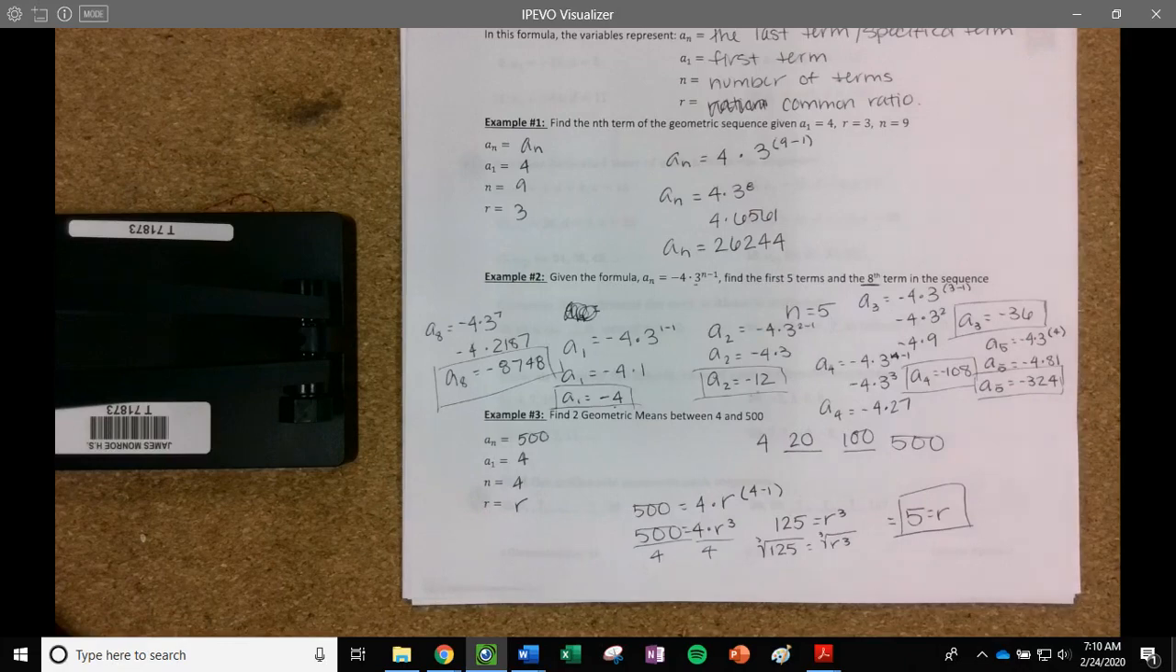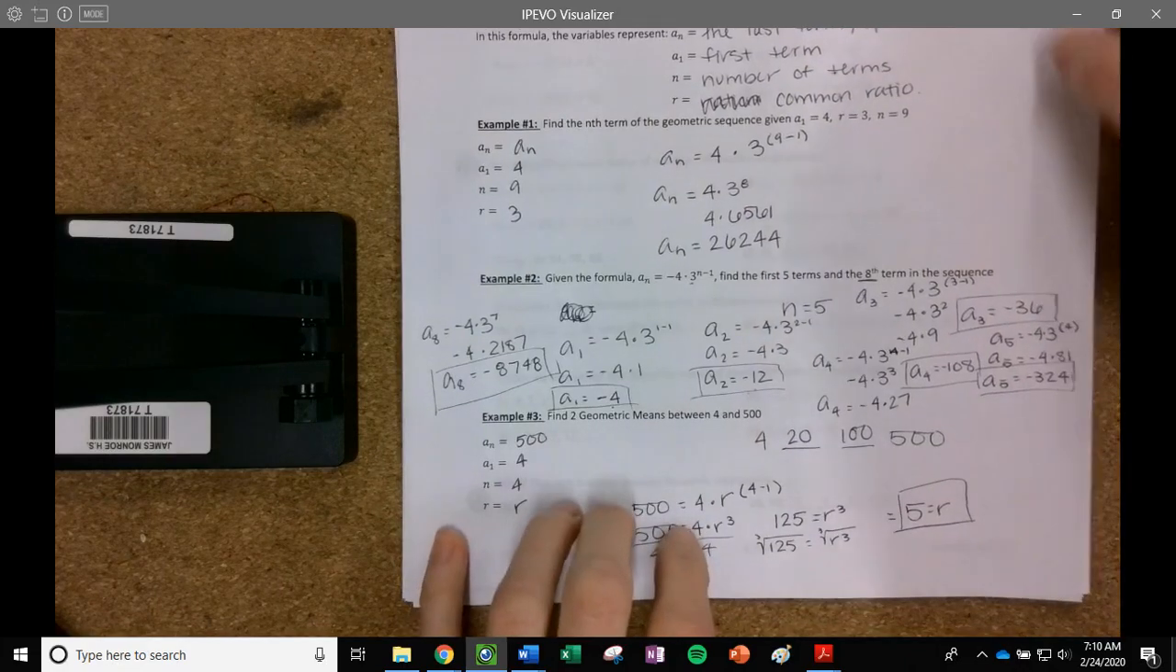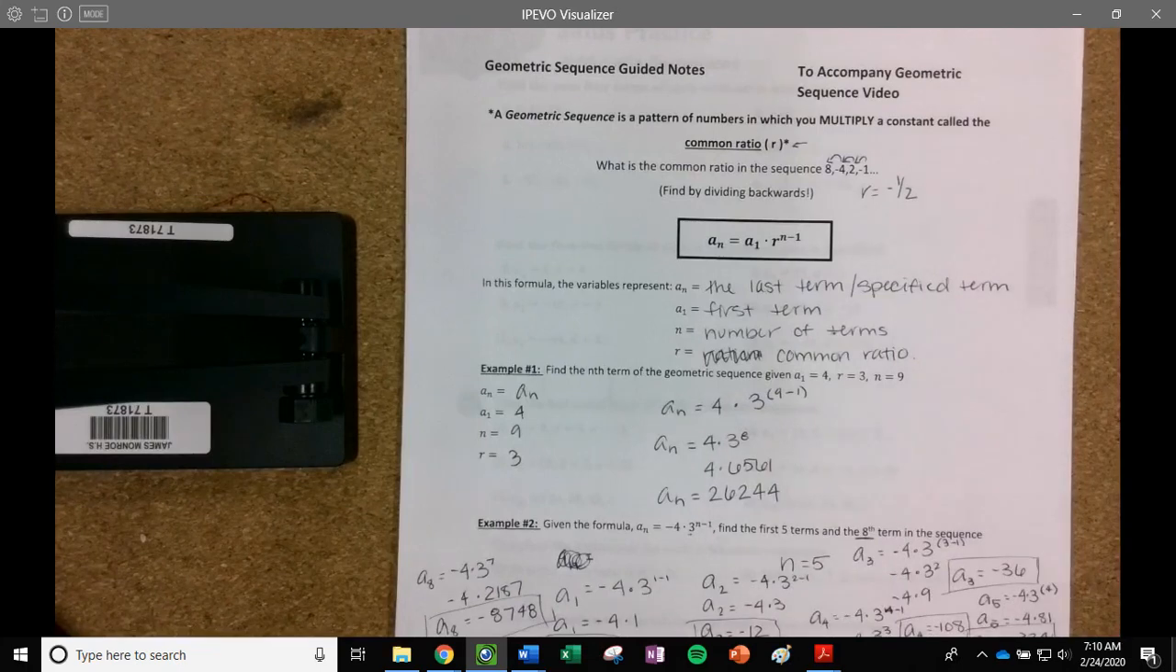You just have to follow the formula and remember that you are multiplying instead of adding. That's what makes it different from arithmetic.